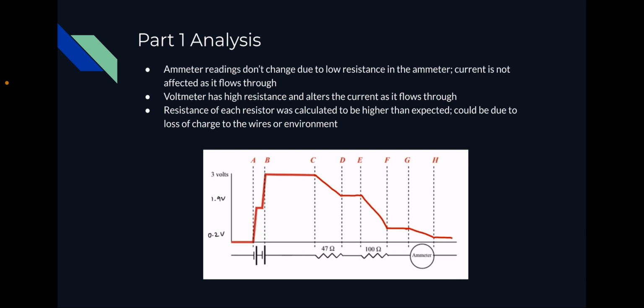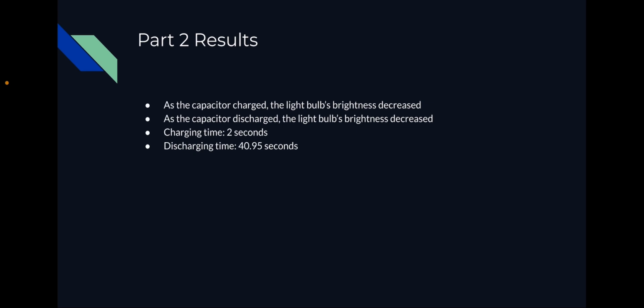So in terms of analysis for part 1, the ammeter readings don't change due to low resistance in the ammeter, as the current is not affected as it flows through, but since the voltmeter has high resistance, it alters the current as it flows through. And then the resistance of each resistor was calculated to be higher than expected, as I mentioned before, which could be due to loss of charge to the wires or the environment. And as we see in this diagram, as the current flows through the entire circuit, the charge increases as it goes through the battery and then decreases back to almost 0 as it goes through the resistors and the ammeters and goes back to the starting point of the circuit.